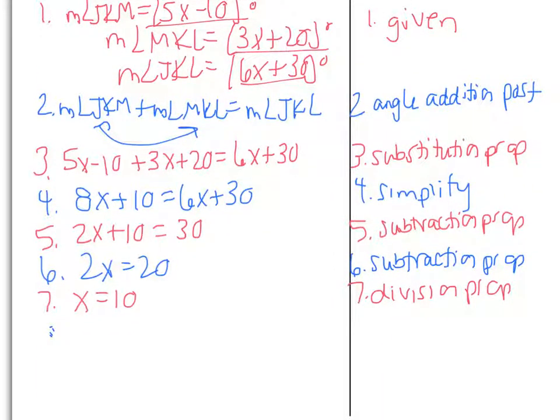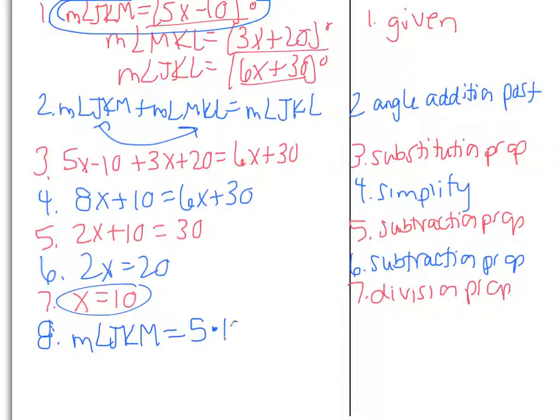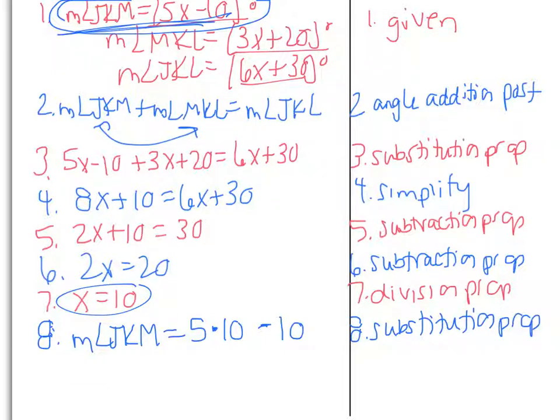So you'd write measure of angle JKM equals whatever the JKM part was. So that would be our top and our given up here. So 5 times our x, which is 10, minus 10, because that's what this whole piece up here is. And that would be the substitution prop. That was the new stuff we were doing today. Now our last step would be to simplify. So 5 times 10 is 50, minus 10 is 40.